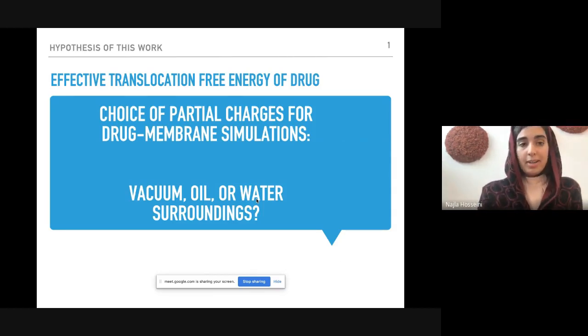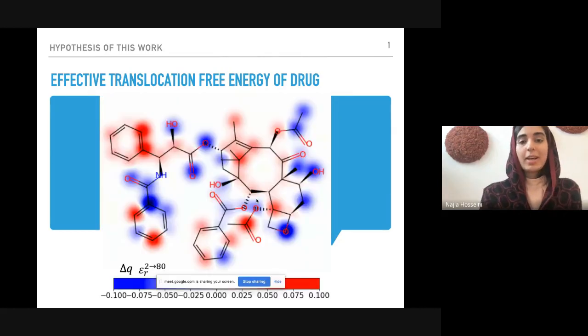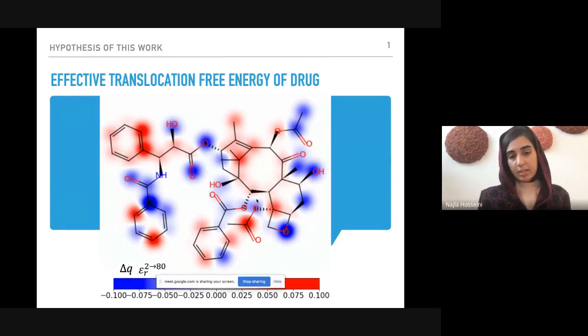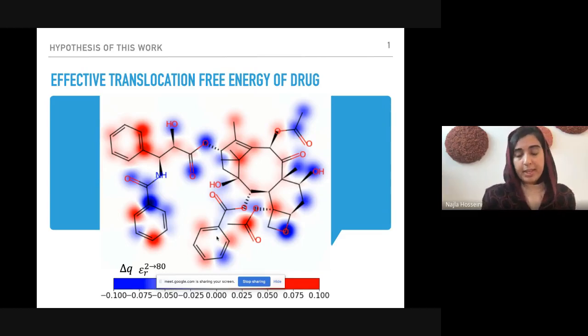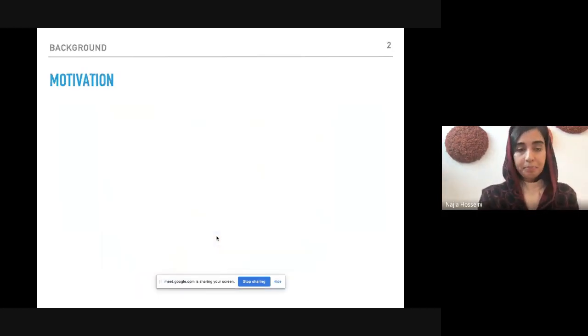For the first question, here is the answer. I want to show you this paclitaxel. It's an anti-cancer drug. And here is the difference of partial charges with dielectric constant of 2 and water. You can see the difference between these partial charges when we move from 2 to water, when we use quantum calculation like DFT to obtain it, and it's very important to consider it.